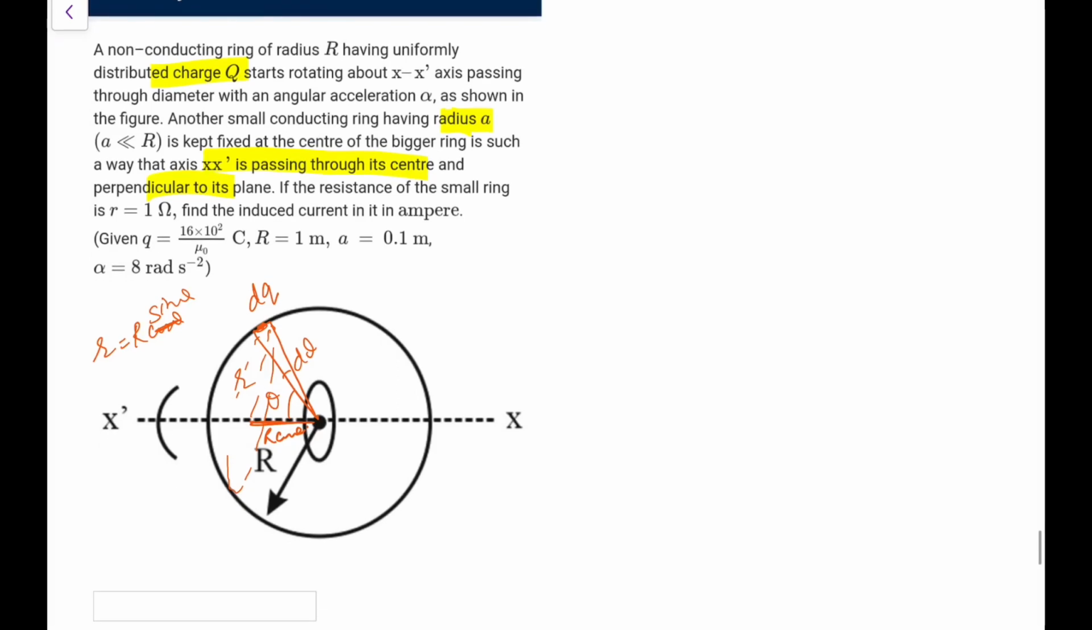First of all, what is the charge on this? This dq would be q by total length 2 pi r, and if I take this dq on both sides, because I can take this as a complete ring, dq would be 2 times q upon 2 pi r into r d theta. That comes out as q by pi d theta. That is the charge on this ring.